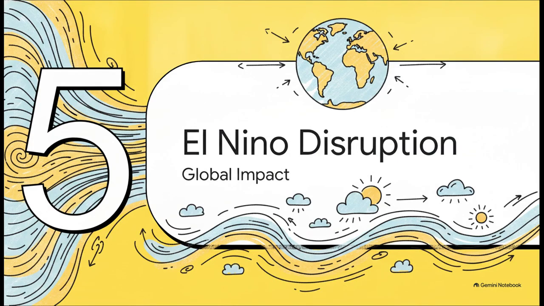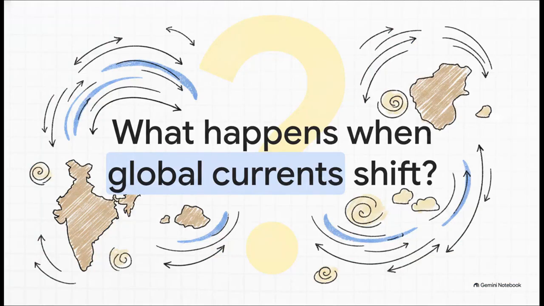And finally, Section 5, El Niño's global disruption. Let's move to our last segment and see how this perfectly balanced engine is vulnerable to disruptions from literally halfway across the planet. It's a critical question. We've spent this explainer looking at latitudes, local troughs, and regional winds. But what happens to the localized Indian weather engine when global oceanic currents suddenly shift?